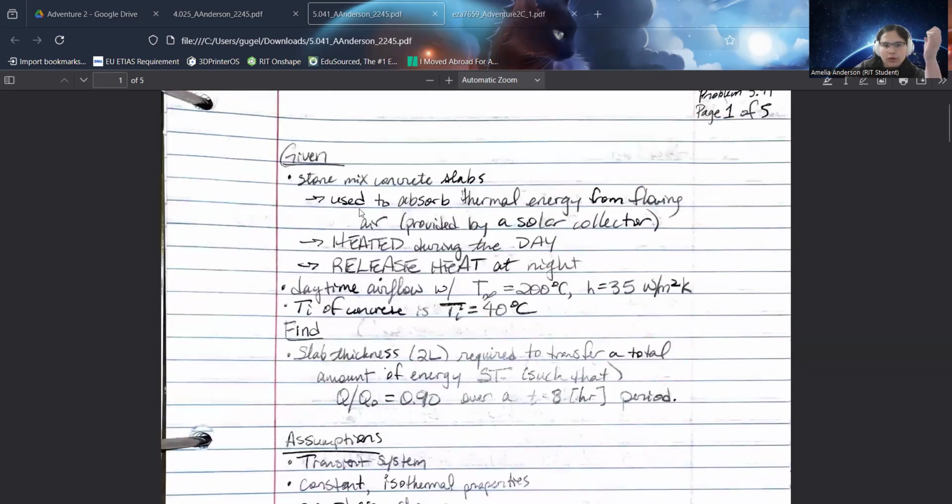We're using these concrete slabs to absorb thermal energy from the air. We're going to heat them during the day and then release the heat at night. So this is just a standard thermal engineering type of thing.